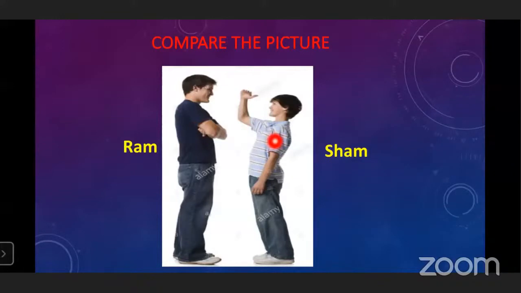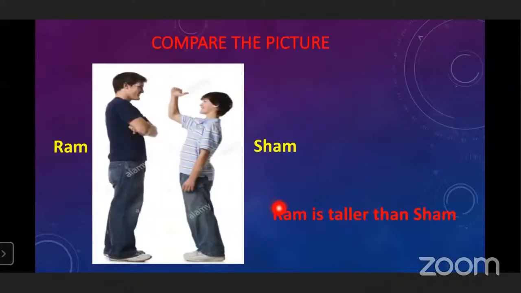So when we compare the height of Ram with Sham, we can say that Ram is taller than Sham. Here also I took Ram first. Why? Because the picture of Ram is given first. That's why I took Ram first. In the picture you can see that Ram is taller and Sham is shorter. That's why we can say Ram is taller than Sham.